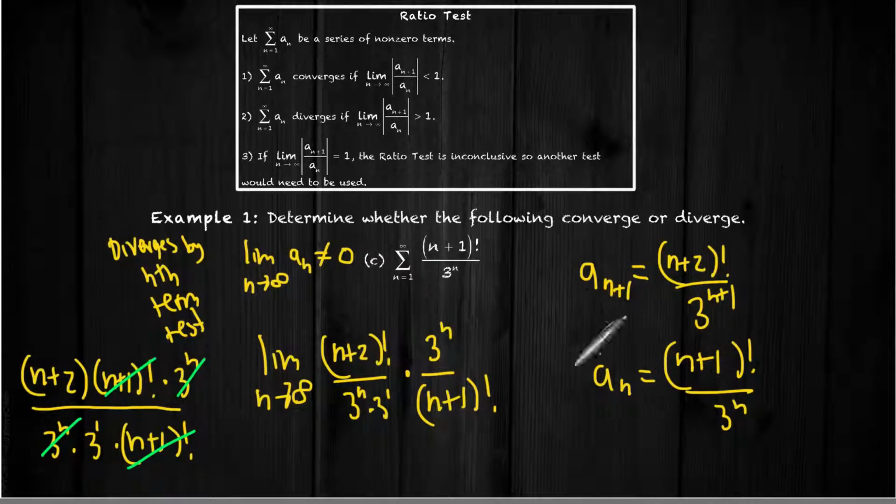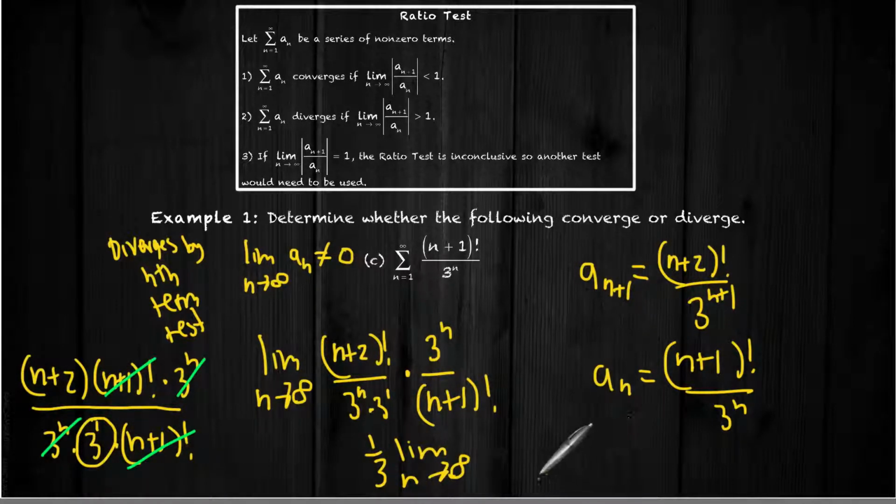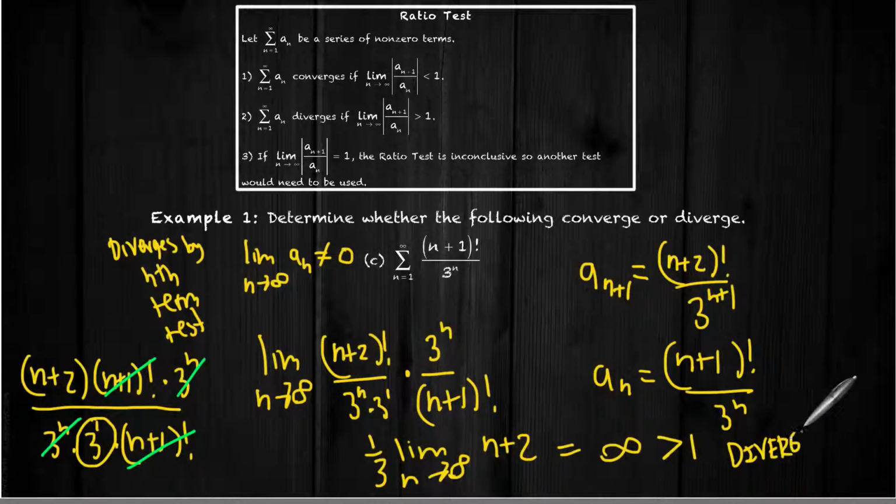And we basically have left the limit as n approaches infinity. Now we can bring the 1/3 out if you want to, and that comes from here. And so that's going to leave us with n plus 2. If you plug infinity in, you get infinity. 1/3 of infinity is still infinity. That is greater than 1, so it's going to diverge by ratio test. Now once again, always look for the quickest way to do these problems, and in this case, the nth term test would have been sufficient.